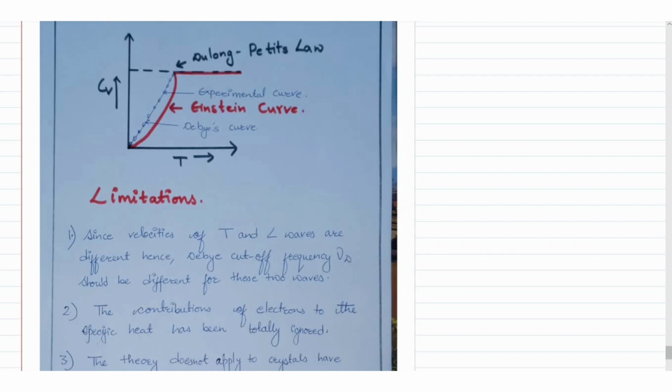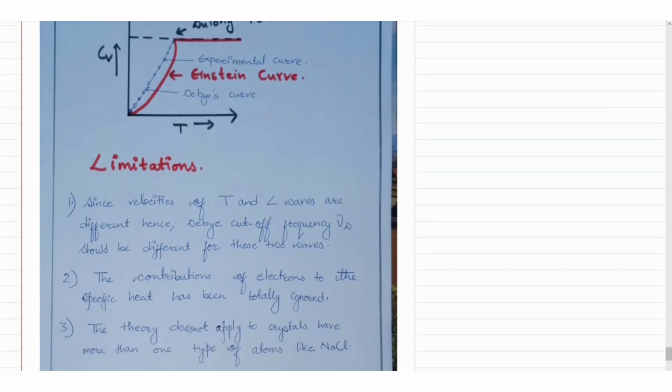Since the velocities of transverse and longitudinal waves are different, the Debye cutoff frequency nu_D should be different for these two waves. The contributions of electrons to the specific heat have been totally ignored. The theory doesn't apply to crystals having more than one type of atom, like NaCl.